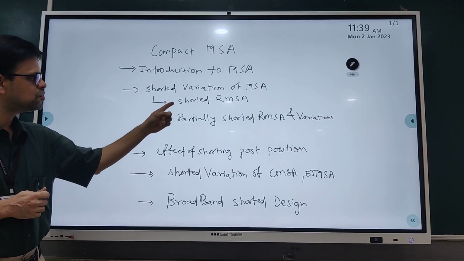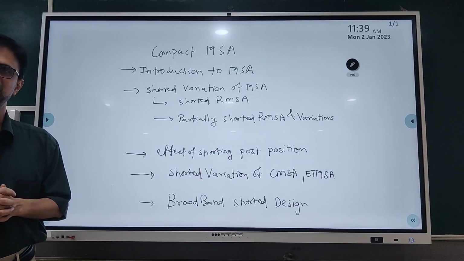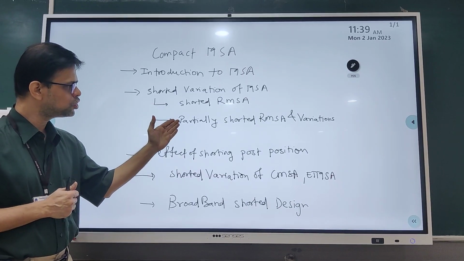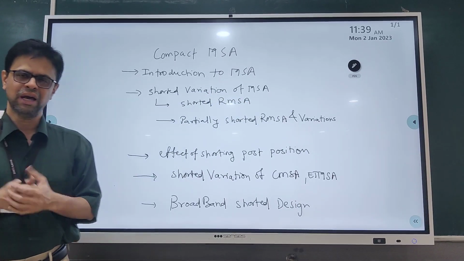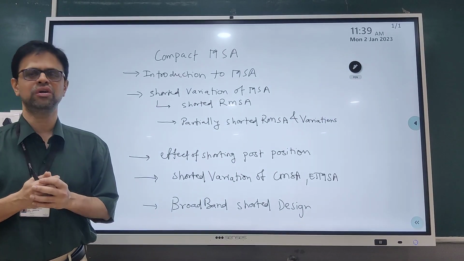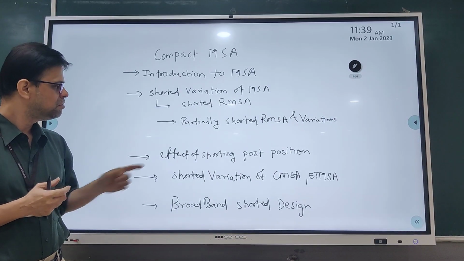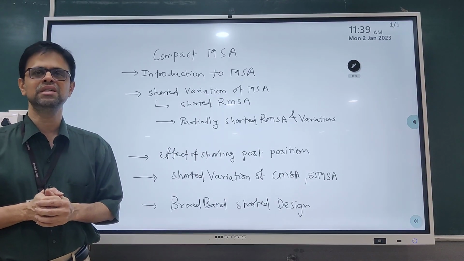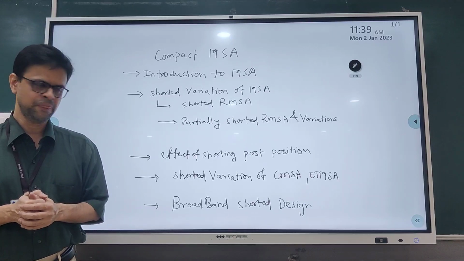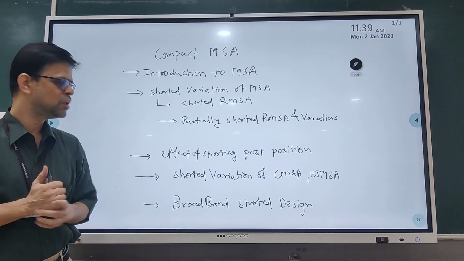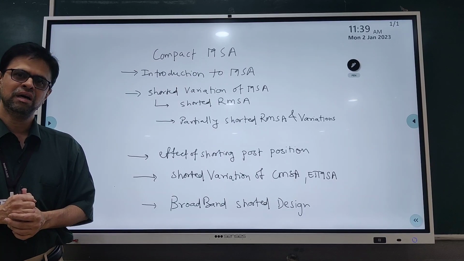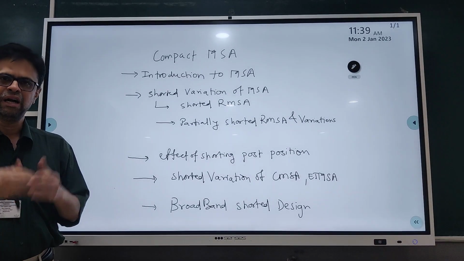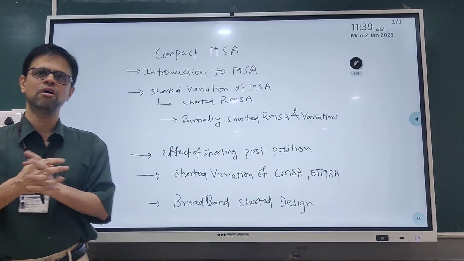Now here, of course, primarily the focus will be on shorted designs of microstrip antenna, where we will talk about shorted RMSA, and its variations, like an edge center shorted or a corner shorted microstrip antenna. Then we will talk about the effect of shorting post on the frequency, impedance and the radiation pattern of the compact MSA. Further, similar variations of circular microstrip antenna and equilateral triangular microstrip antenna will be discussed. In the end, the ultimate aim of this chapter is to design the compact MSA.